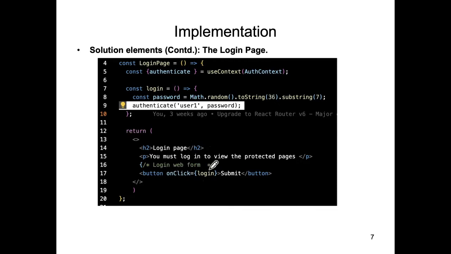I have an on-click handler. Here's the on-click handler. I'm just randomly generating a password, and I don't ever use it, but I'm just doing it anyway. And I call the authenticate function, which we talked about a few moments ago. And I'm passing it the username and password that were entered on the screen. So this is just an ordinary function call.